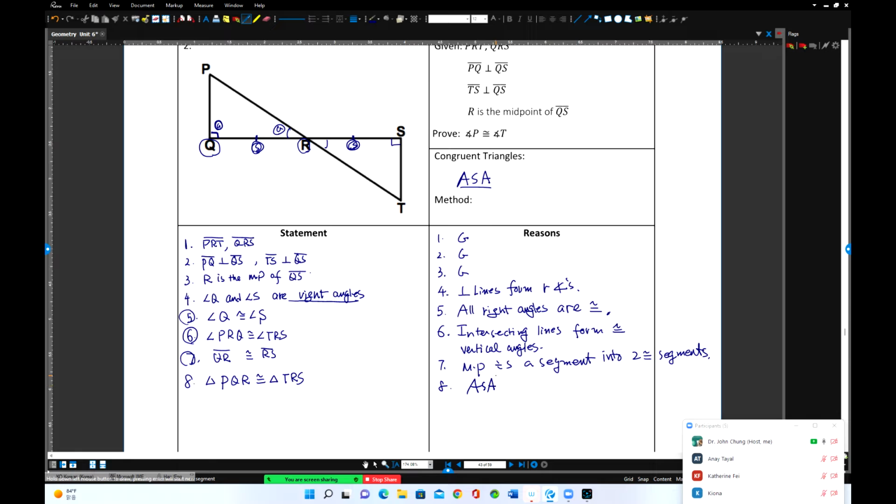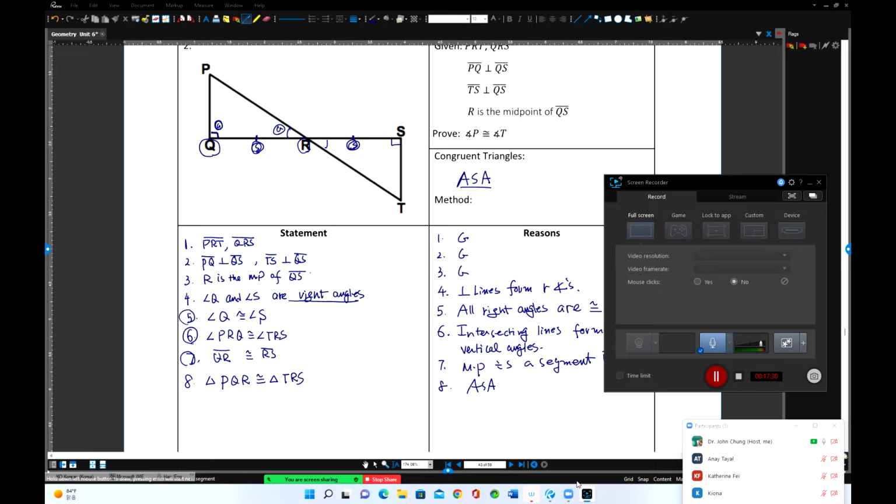The reason is we got already this one, angle side angle. Am I recording this one? Just one minute. It's recording, right? Okay, it's recording.